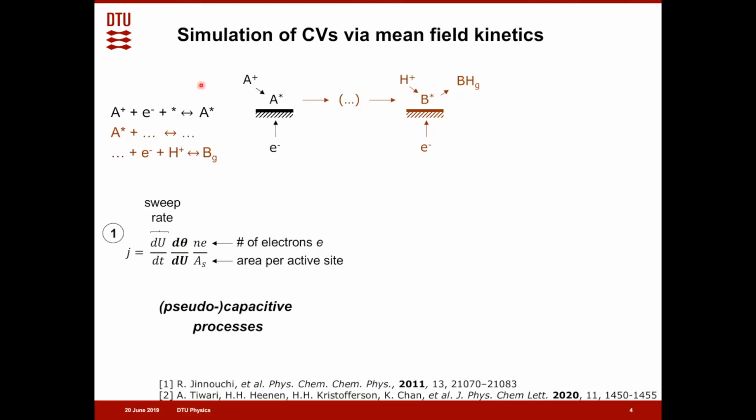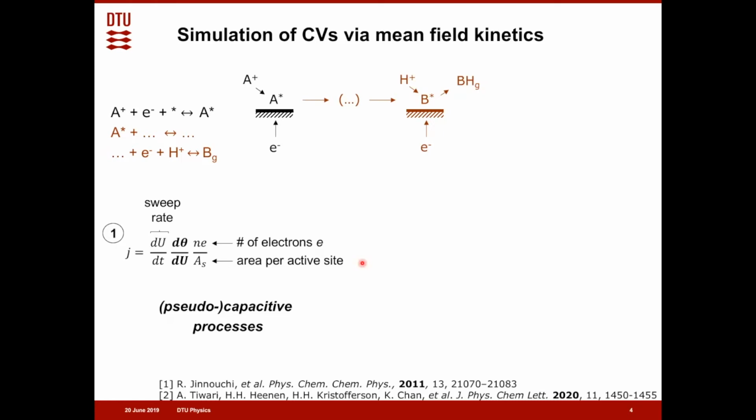We can extend the thermodynamic picture by including mean field kinetics. In that sense, we add electrochemical reactions to describe Faradaic processes and go beyond the electrochemical adsorption of a species. For example, our species A+ can now adsorb and even further get reduced to a species B, which finally gets released as a species BH.